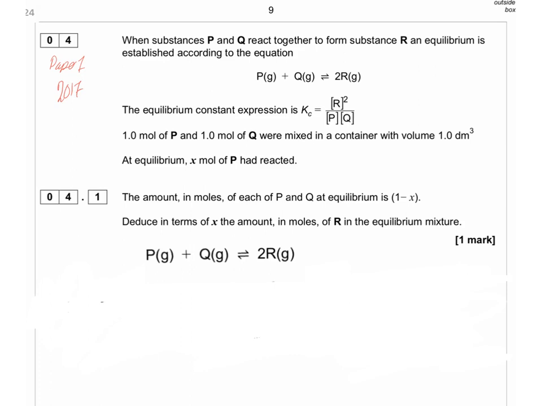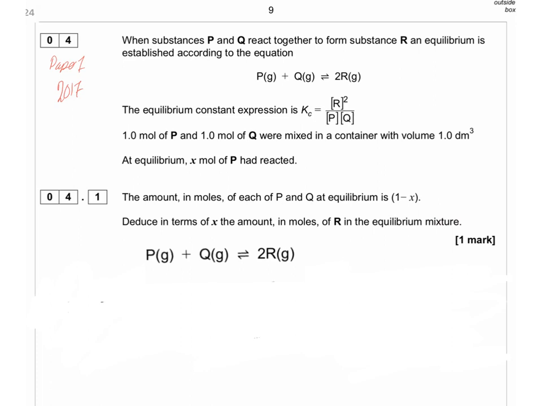In this reaction, in this question here, which came from paper 1 2017, this time we were given the equilibrium expression and we were given a reaction, but this time they weren't in a whole number ratio. 1 mole of P reacts with 1 mole of Q to give 2 moles of R, and we were given the equilibrium expression. And what we needed to do was to find, in terms of X, the amount of moles of R in equilibrium mixture.